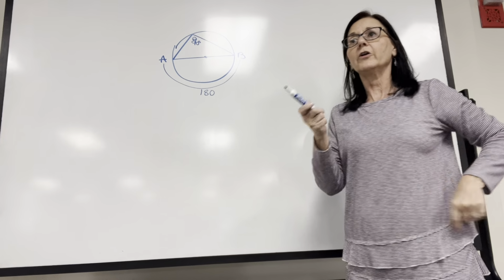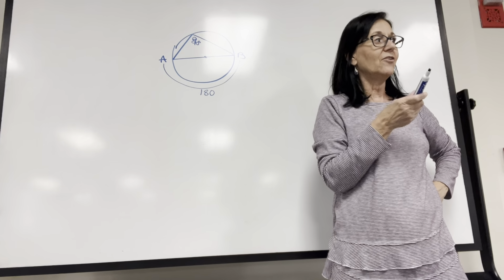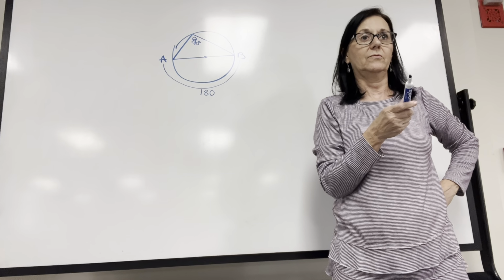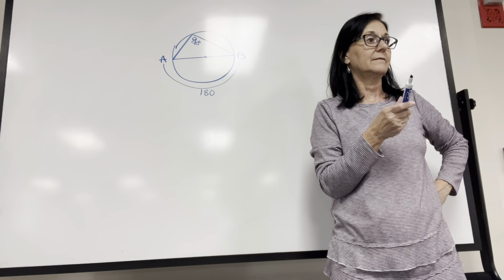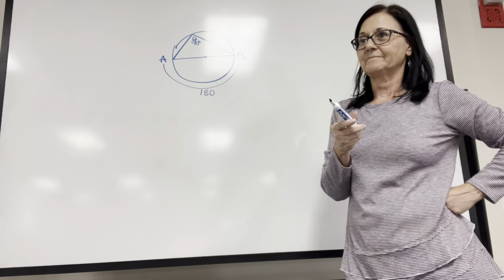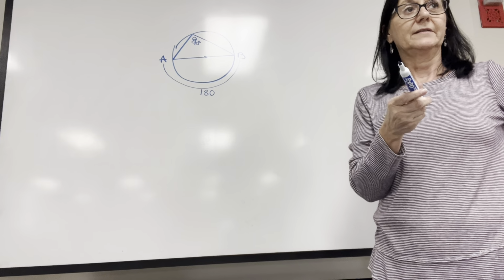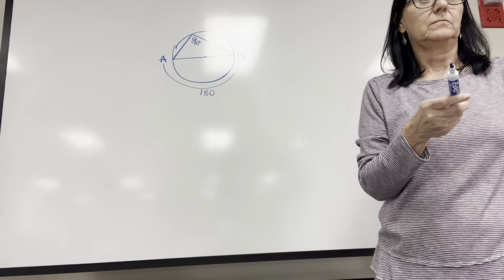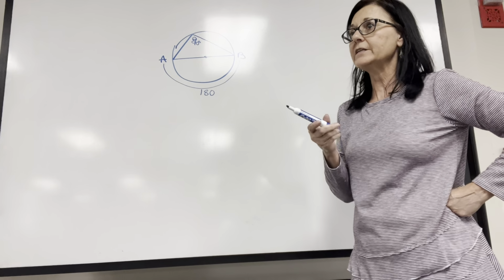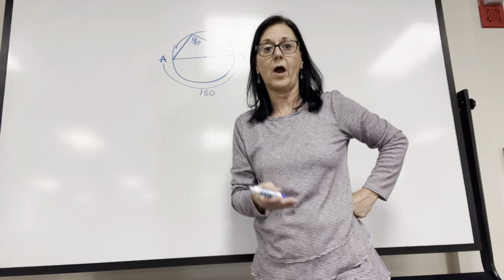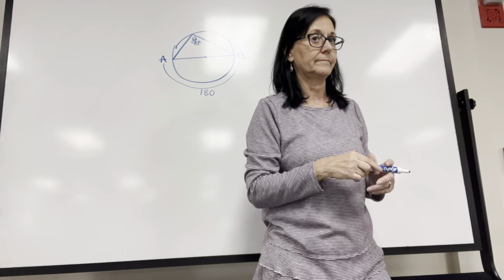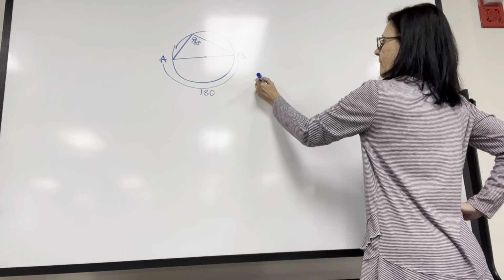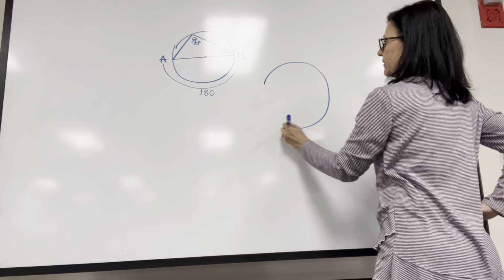All right, so 100% of the time, when an angle is inscribed in a semicircle, it's a right triangle. Got it? Could you say that again? Yes, 100% of the time, when an angle is inscribed in a semicircle, it's a right angle. Any angle inscribed in a semicircle is a right angle. Okay, I'm going to draw another one.